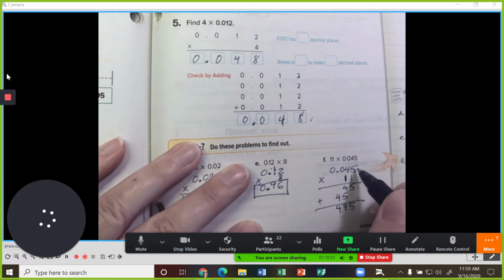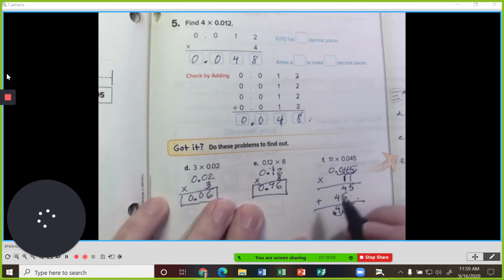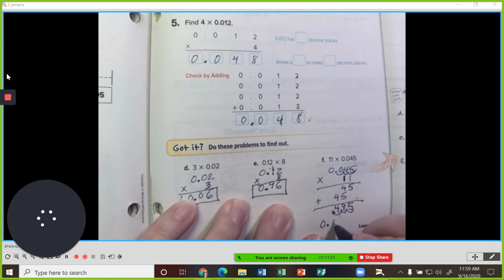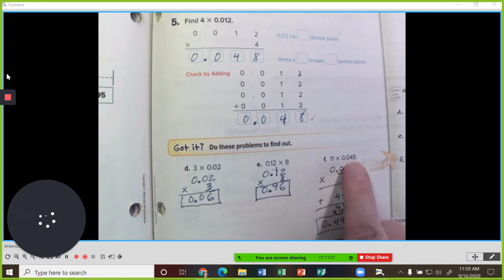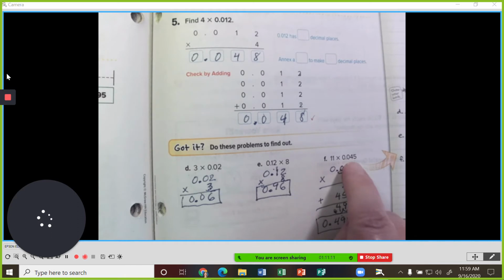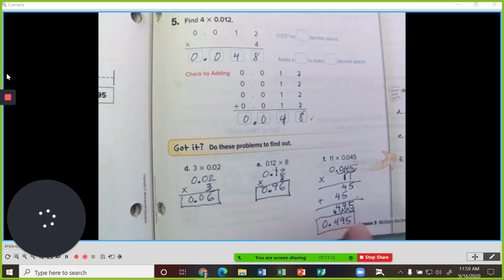Now I have 3 decimals in my problem. So I need 3 decimals in my answer. So this is 0.495. Okay, and remember we said that's about 5 cents. It's actually less than 5 cents, but approximately. So if you had 5 cents 11 times, that would have been 55 cents. This is pretty close to 55 cents. It's 49.5 cents.